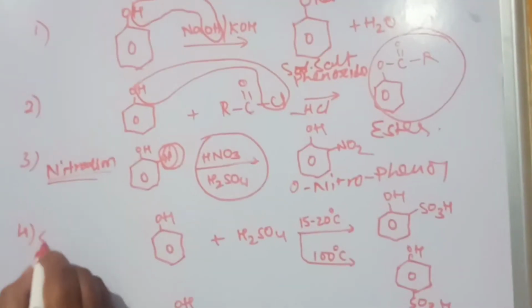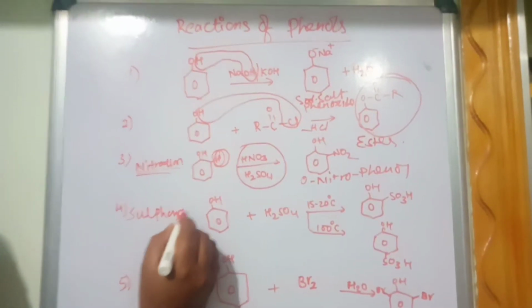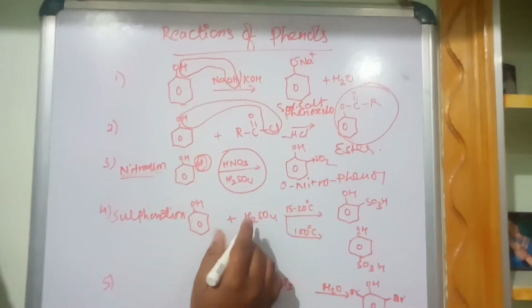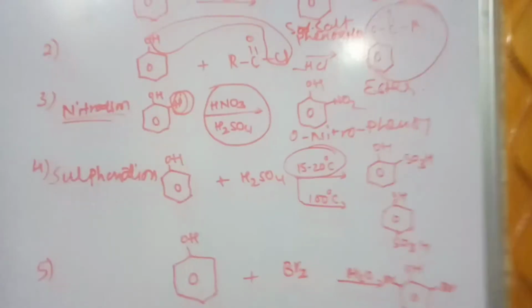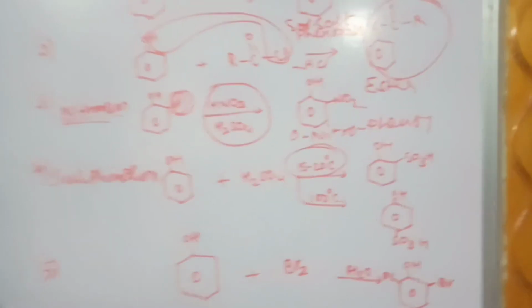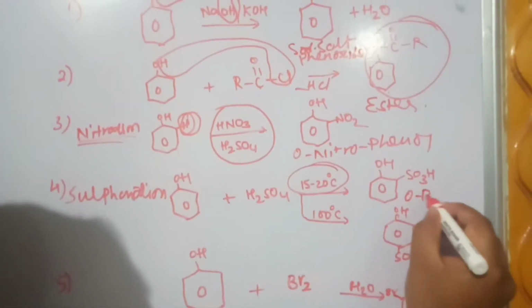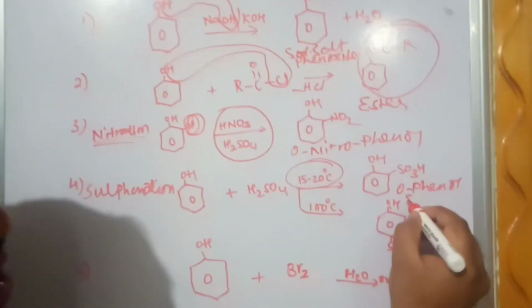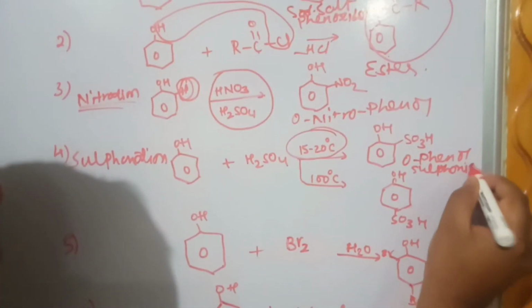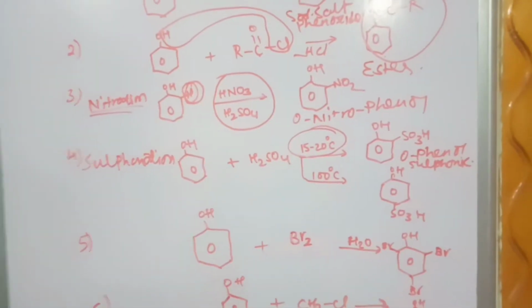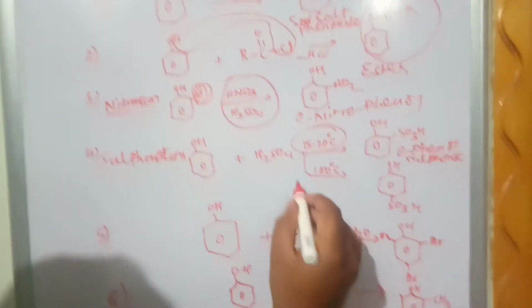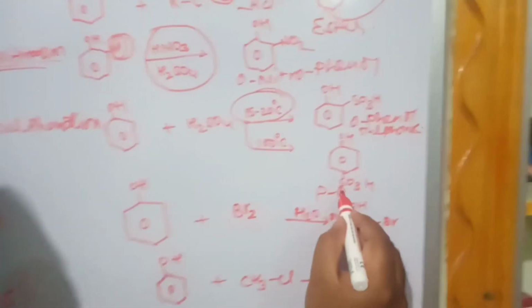The next reaction is sulfonation. Sulfonation means phenol reacts with sulfuric acid. If the temperature is maintained at 15 to 20 degrees centigrade, there is a formation of orthophenol sulfonic acid. At low temperature, you get orthophenol sulfonic acid. At high temperature, like 100 degrees centigrade, you get paraphenol sulfonic acid.